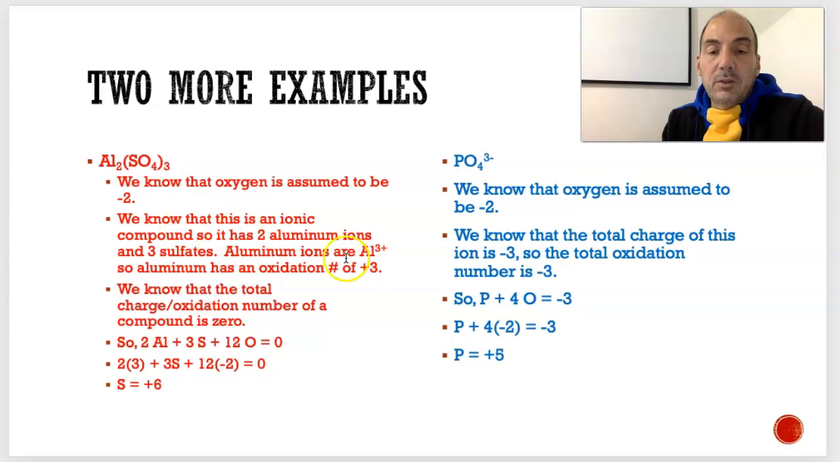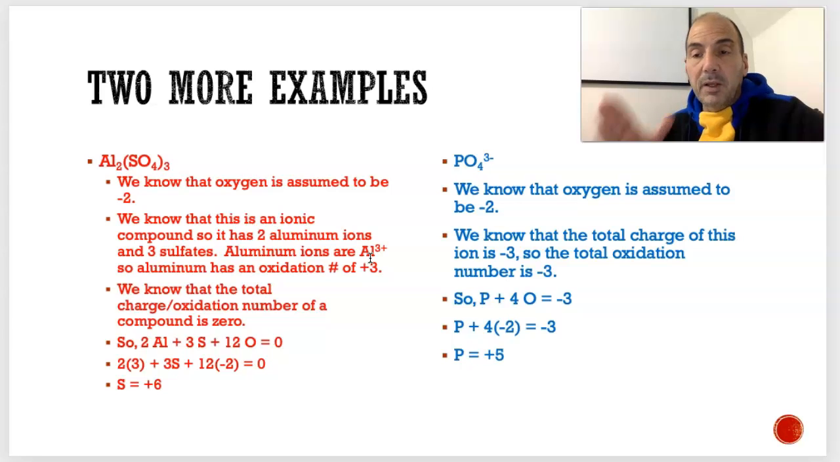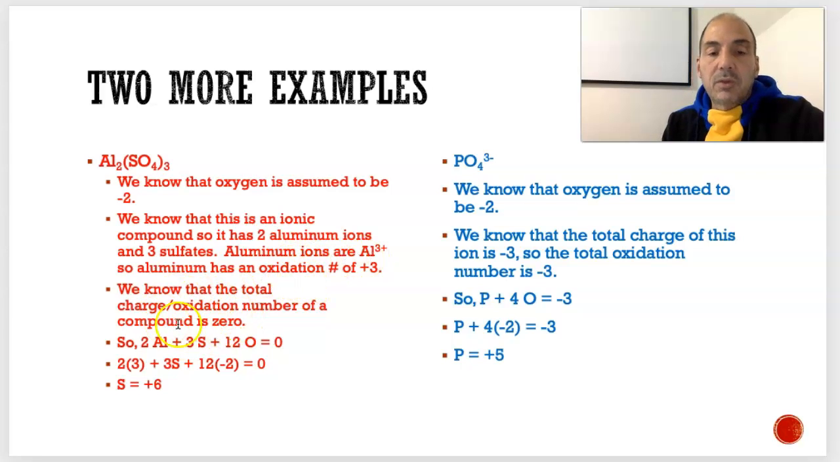Well, I know that an aluminum ion is Al+3. So that means its oxidation number is +3. So we know aluminum already because we know our ions. Now the question is, what is sulfur? And again, sulfur we might think would be -2 by looking at the periodic table, but the sulfur is paired up with oxygens, and oxygen's a game changer, so it's not going to be -2. So we're going to have to do the adding up thing.